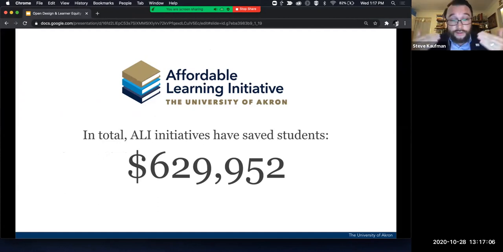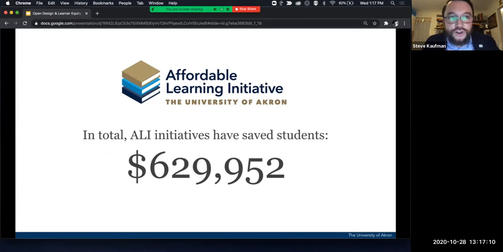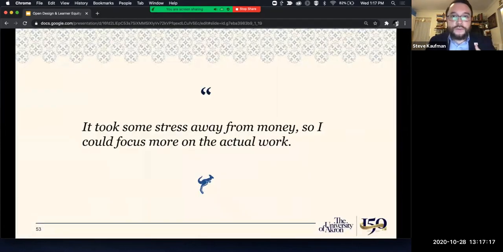We're usually saving about $300,000 now per term, just with faculty members who are now spreading this across their departments, saying, this is working for me. Maybe you should consider it, right? Faculty speak loudest here. Here's some quotes from my students.